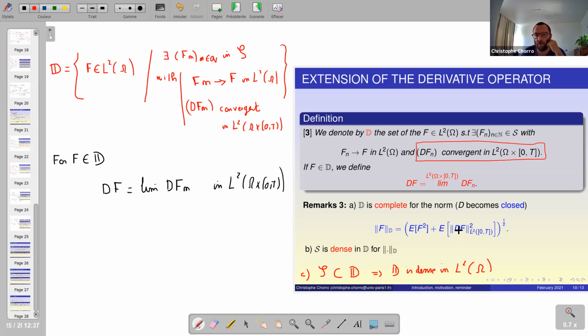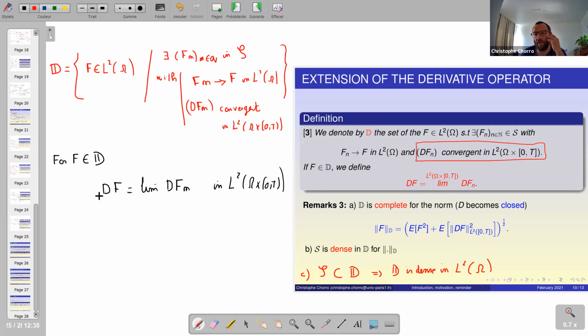In other words, what I have done in the construction of D is to consider the Cauchy sequences in S for this norm, because this one is convergent and this one is convergent, that is, convergent for this part of the norm and convergent for this part of the norm. And since a priori the sequence is not convergent in S, I add to the space the limit. That is this one.